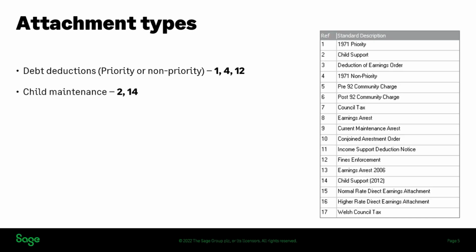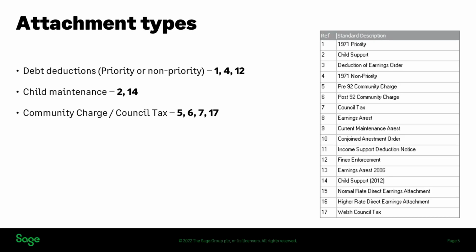Next category is child maintenance. So 2 attachments that are in use for this in your program. There's number 2 for child support and number 14, child support 2012. And again, we'll explain the difference when we come to look at those in the demo.